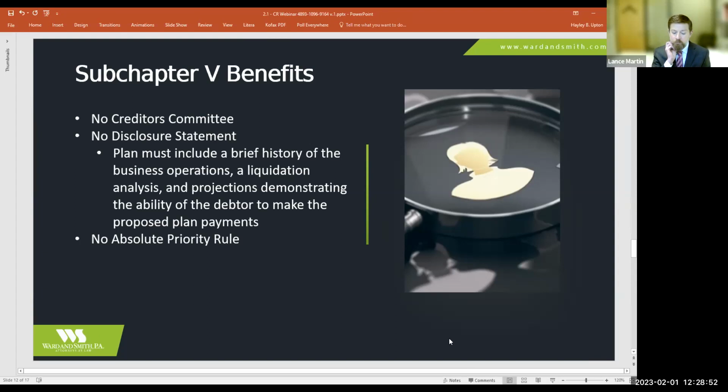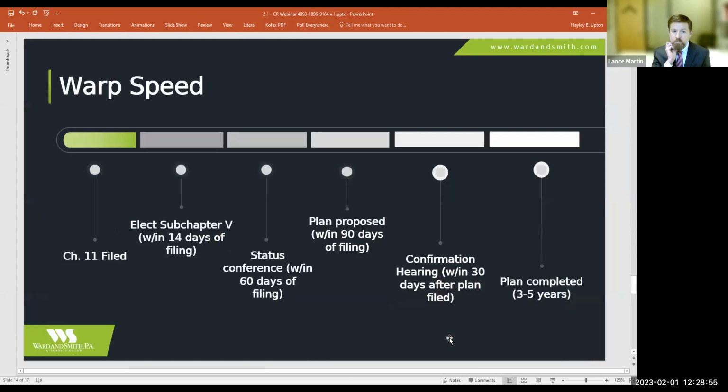So, Chapter 11 cases filed, and the Subchapter V election box is ticked. And then within 30 to 45 days after that, the debtor has to file a status report with the court. Here's what's going on, here are the major creditors that we've spoken with and their position. Here's where we are in terms of preparing our plan of reorganization.